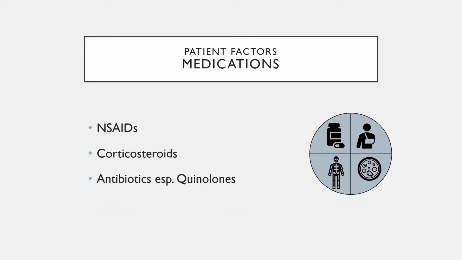Medications can also contribute to the inhibition of fracture healing. NSAIDs are commonly used analgesics that work through inhibiting cyclooxygenase. Cyclooxygenase, also termed COX, is thought to promote fracture healing by causing mesenchymal stem cells to differentiate into osteoblasts. So inhibiting COX is detrimental to fracture healing. NSAIDs should therefore be used with caution in those with fractures.